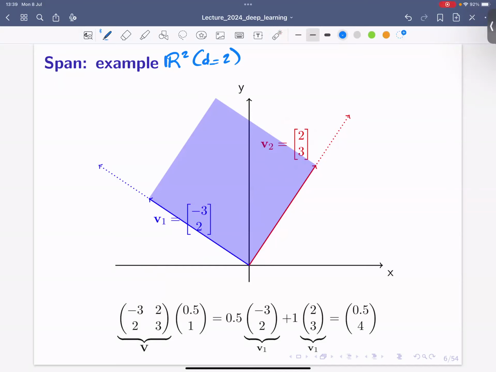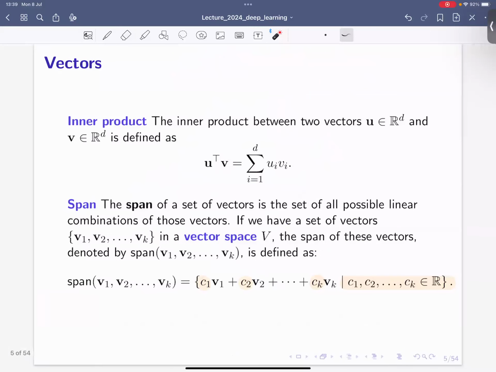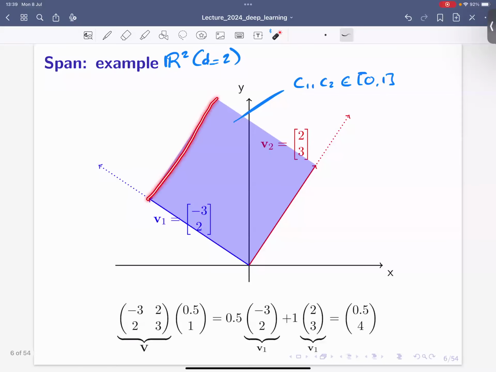Let's assume for now that in this purple area, we are looking at combinations C1 and C2 which are in the interval 0 to 1. If you do this operation I mentioned before, going back here, you take C1, C2 not in R, but just in the interval 0, 1, and you will get this parallelogram area here. So what does it mean? That means if I take any combination of V1 and V2 with these coefficients, I get a vector that is inside this blue parallelogram.